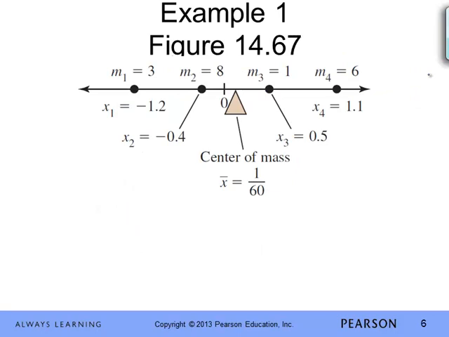All right, here's another example. Apparently we've got 4 masses at these 4 locations, and we want to find the center of mass. So like I said, you just take the x coordinate times the mass plus the x coordinate times the mass plus the x coordinate times the mass plus the x coordinate times the mass, divided by the total mass, and in this case it worked out to be 1/60. I'll let you check that, unless you really want me to do it.